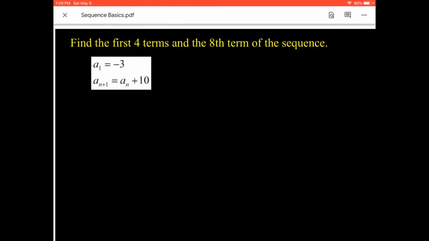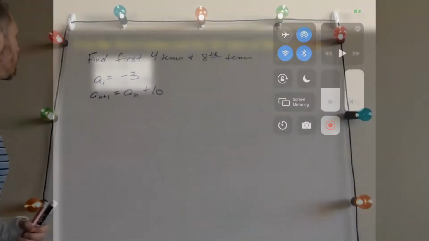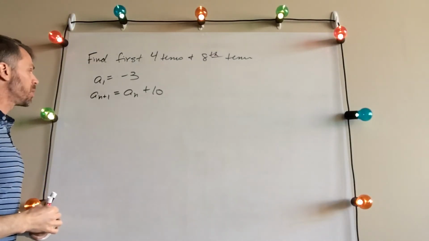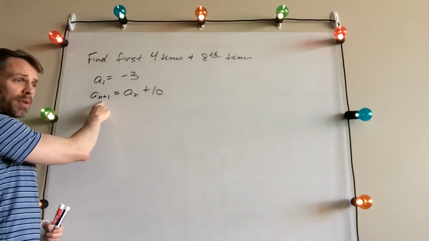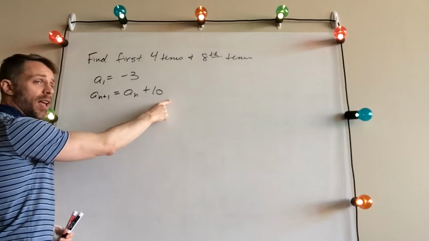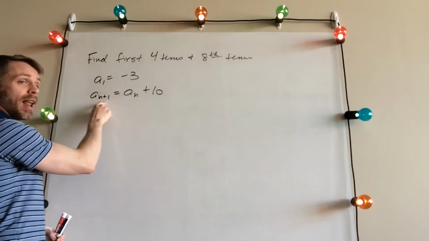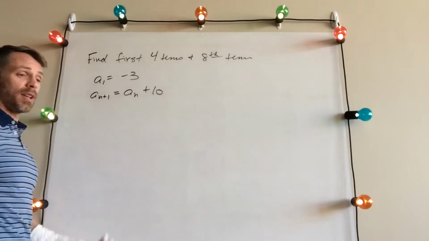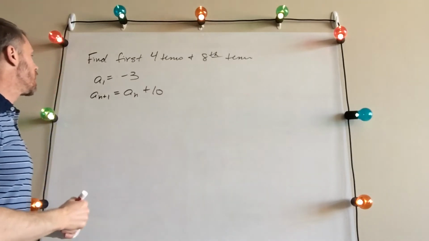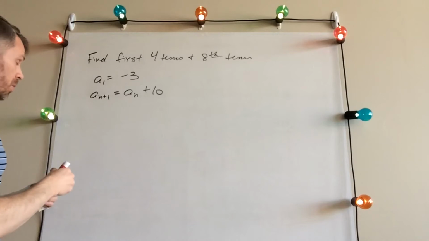All right, so let's try again. Find the first 4 terms and the 8th term of the sequence. We're given the first term, it's -3, and then a sub n plus 1 is equal to a sub n plus 10. So they're showing us to get the next term, take the previous term and add 10. So this one is a recursive rule.